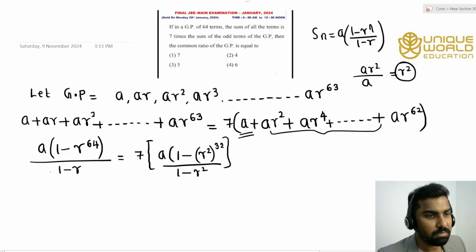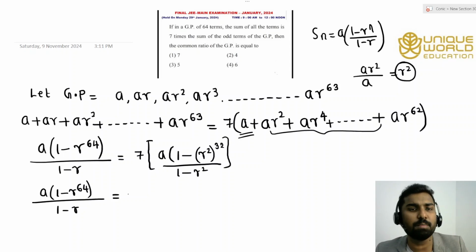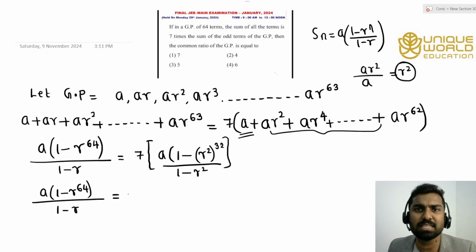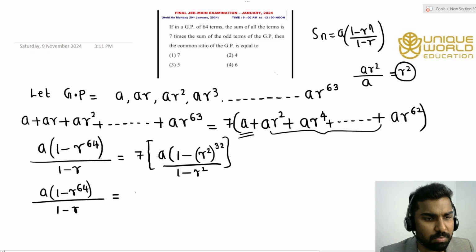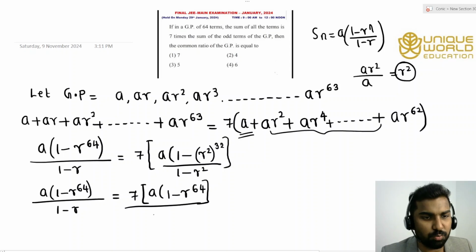All right. So if I am simplifying this, the LHS part is a into 1 minus r power 64 divided by 1 minus r, that will be equal to, what are they asking here? In a GP of 64 terms, the sum of all terms is 7 times the sum of odd number of terms, then the common ratio they are asking. From this expression we can easily find the value of r. So 7 into a, I am writing the same, 1 minus r square whole power 32. This I can write as 1 minus r power 2 into 32, 64, divided by 1 minus r square.